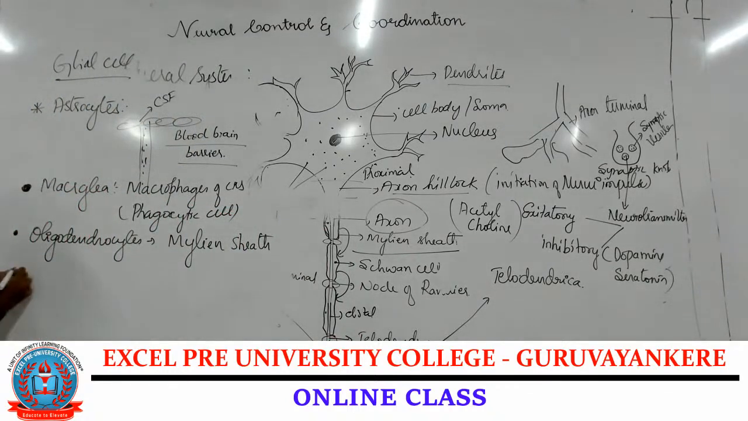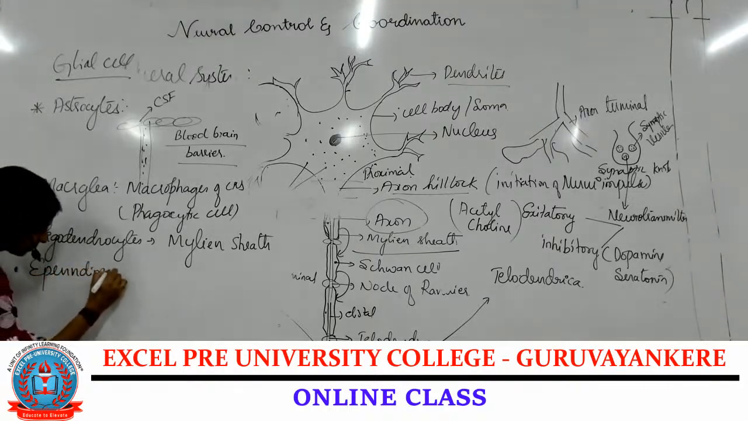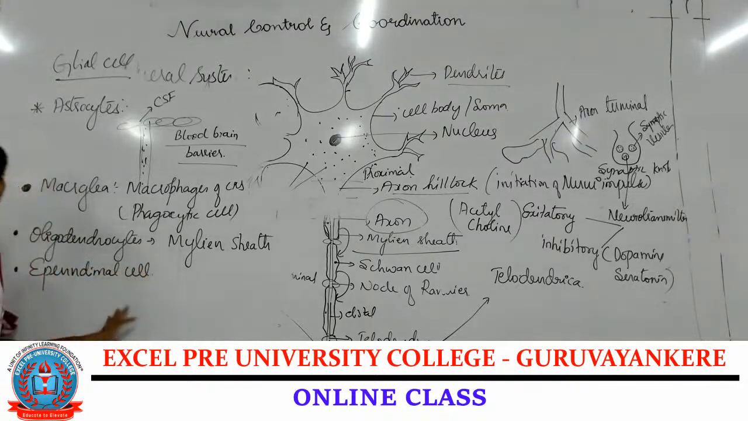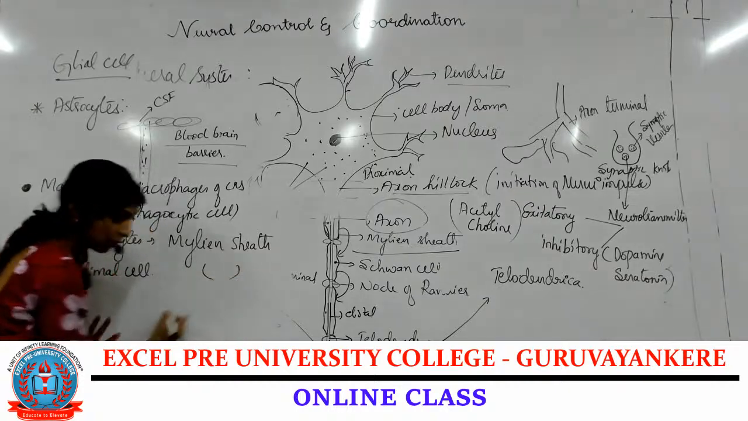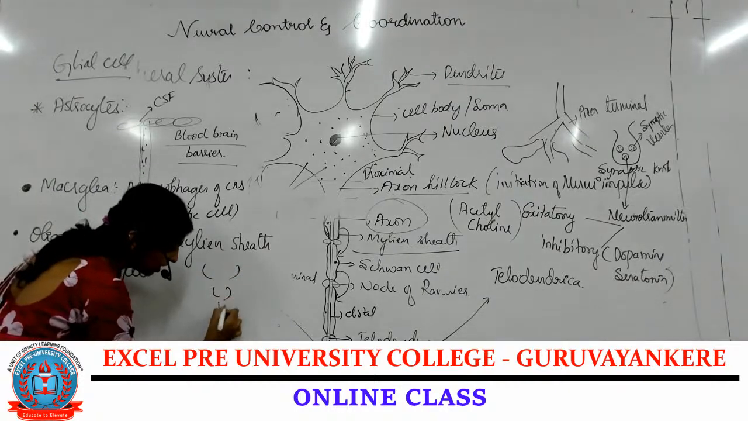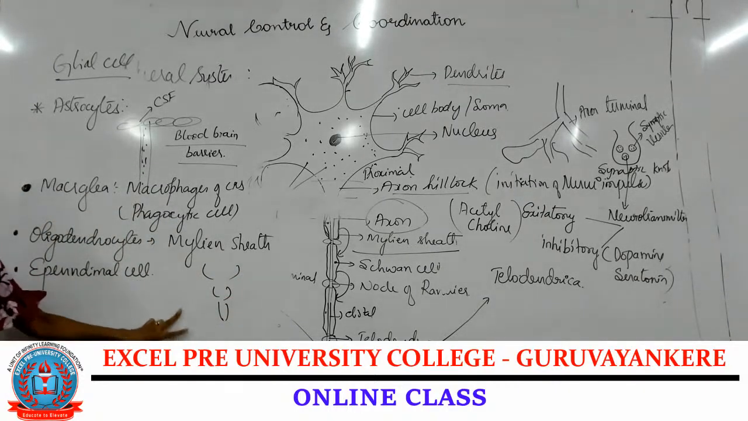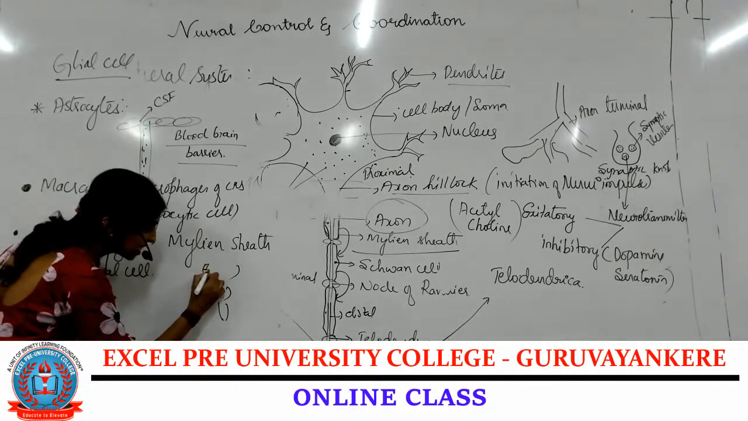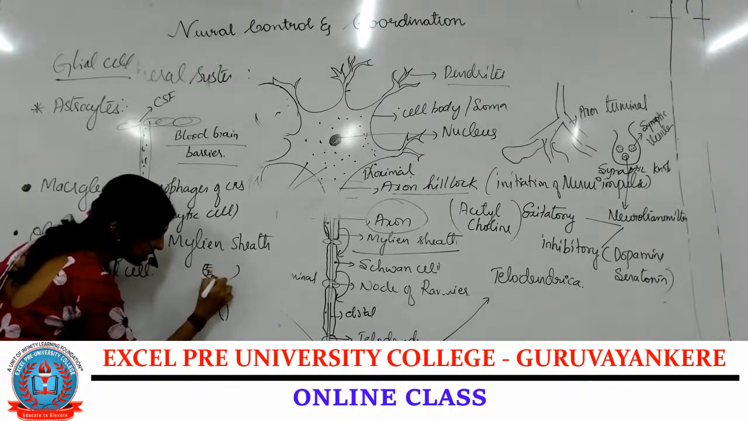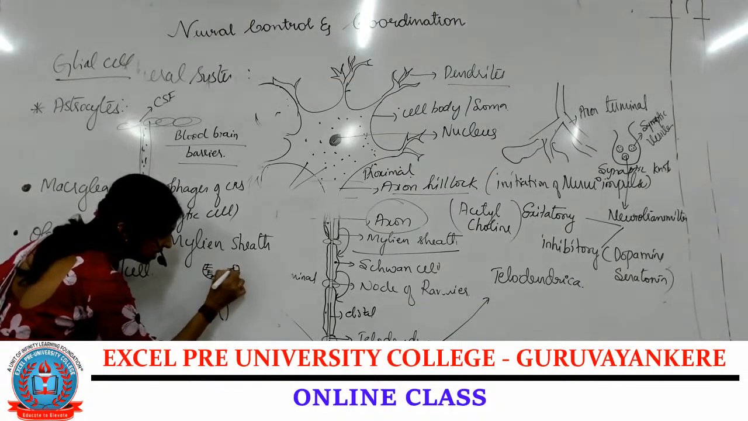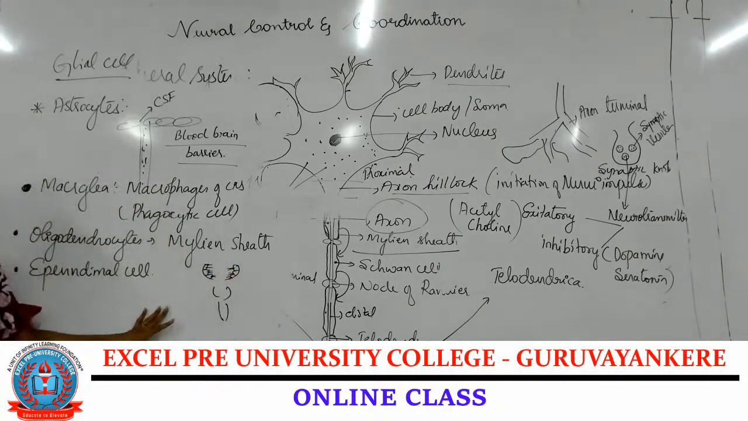Along with that, we have ependymal cells. In the brain, we know there are 4 ventricles. Okay, 2 are in the forebrain, 1 in the midbrain, and 1 in the hindbrain. Along these 4 ventricles, there are ciliated columnar epithelial cells.